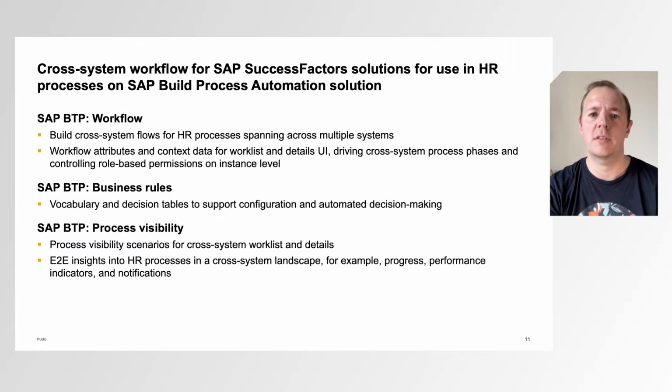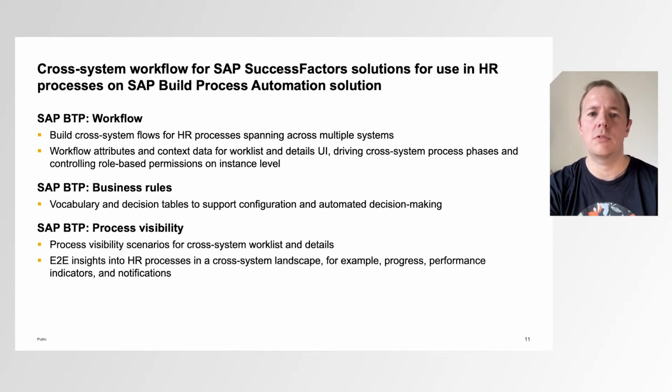In the workflow models, we define attributes and context data which are exposed to the worklist UI. The attributes are also used to drive the cross-system processes in our backend systems. Additionally, these attributes can be used to control access to the process items, for example, to restrict the access of certain HR administrators to specific countries or business units.